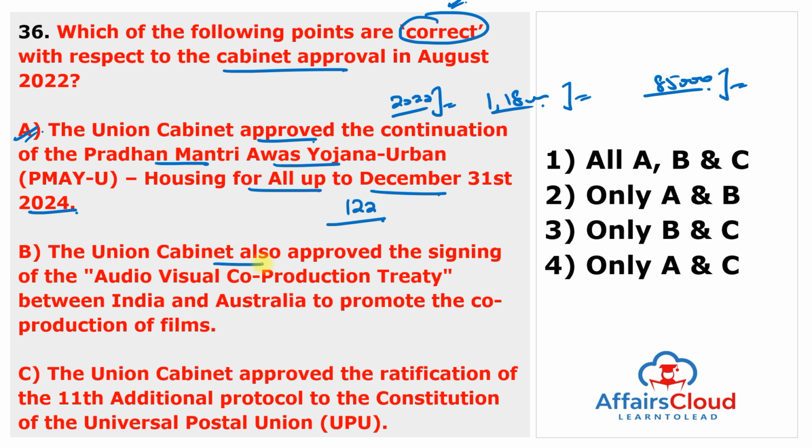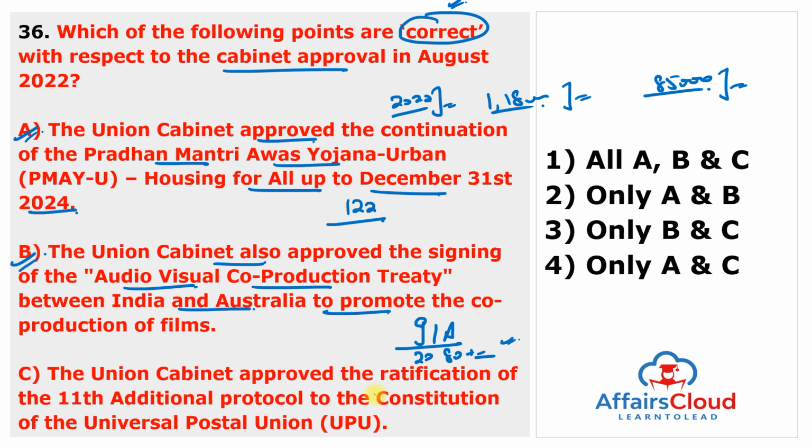Next is the Union Cabinet also approved the signing of the Audio-Visual Co-Production Treaty between India and Australia to promote the co-production of films. This is again very important because as per the treaty, the respective contribution of the producers of India and Australia may vary from 20 to 80% of the final total cost of co-production work.